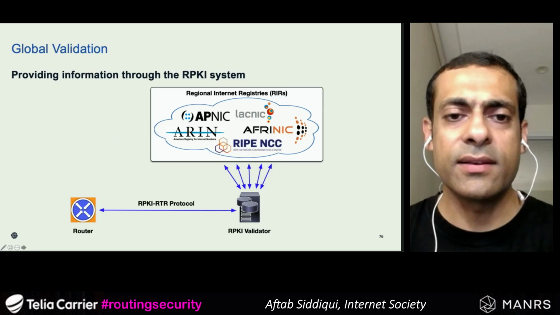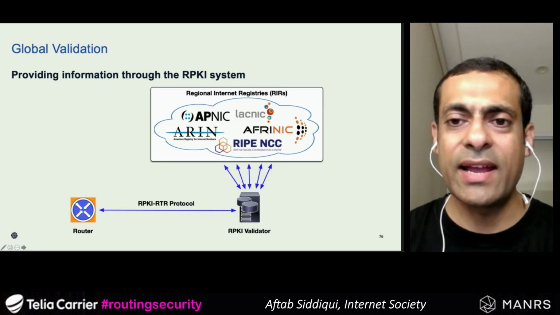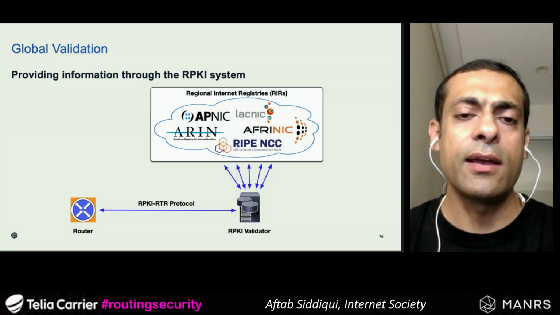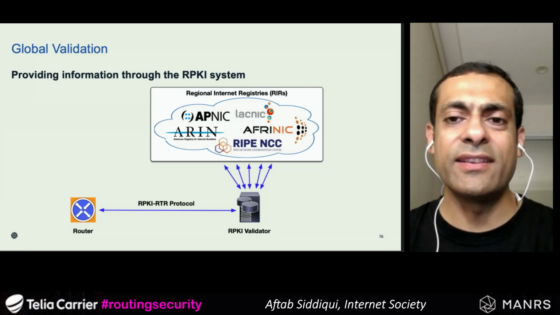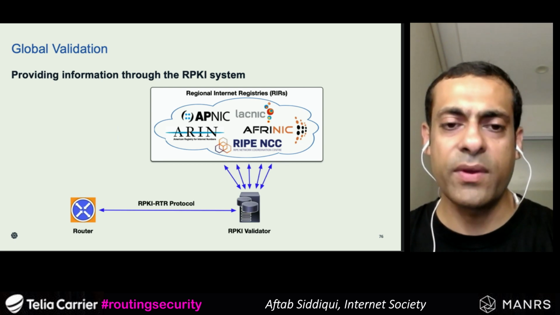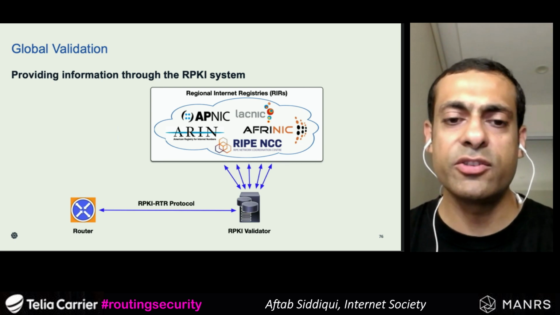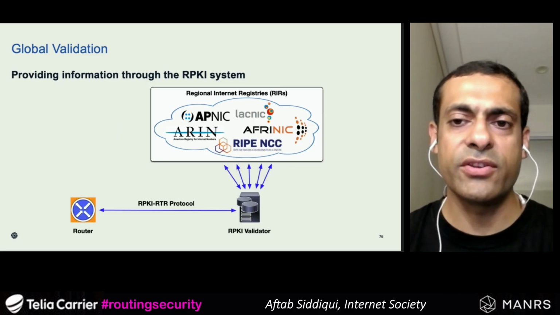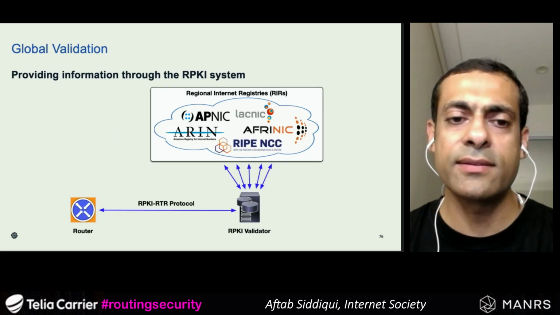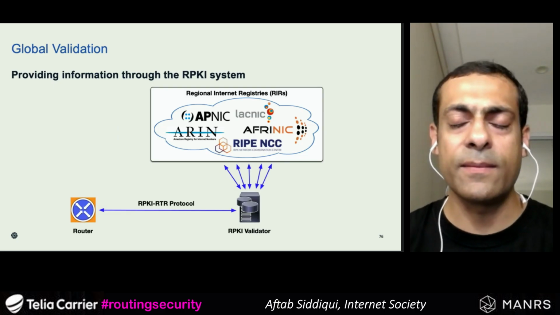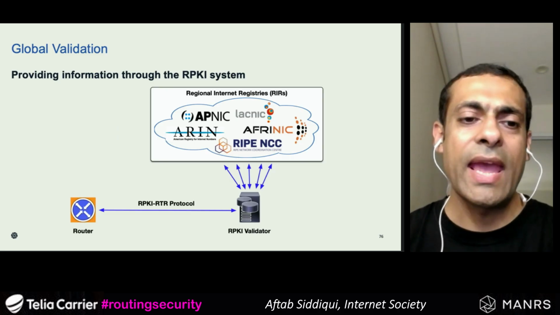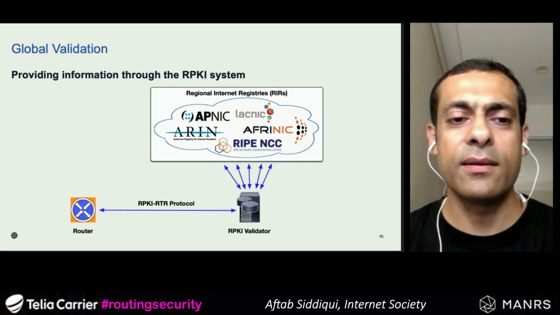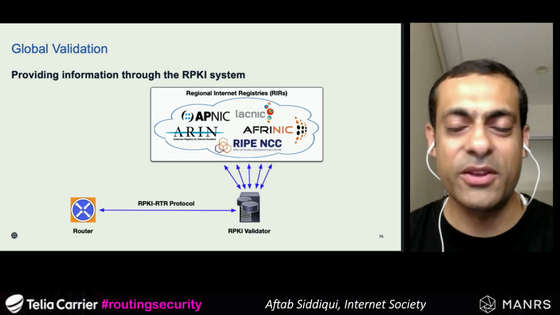So all RIRs are the trust anchors, because of course they are the ones who have allocated these prefixes. They can give you the right information. So there is software called relying party software, or the RPKI validators. You install it, and then you connect with all trust anchors, which are hosted by all these RIRs. You get this certified information from them, and only forward a simple yes/no information to your router.